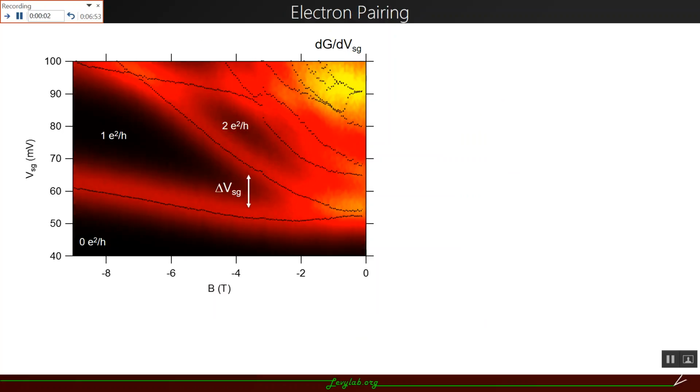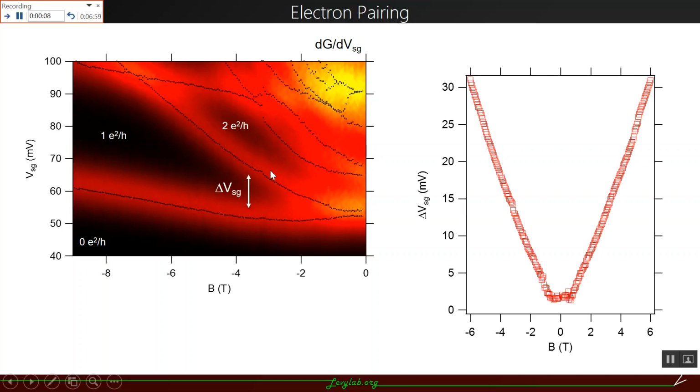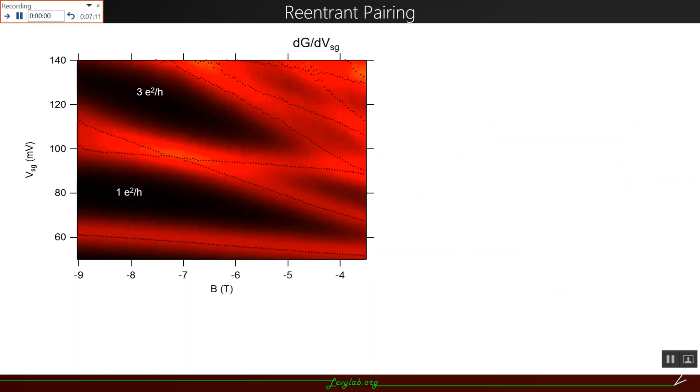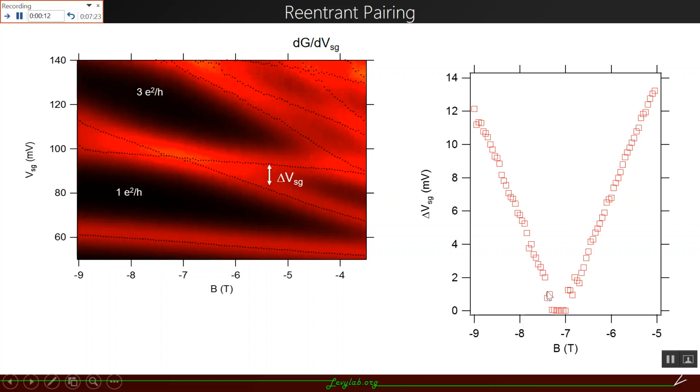And so looking at delta VSG between these first 1 and 2 e squared over h steps as a function of magnetic field, we see that delta VSG increases linearly with magnetic field out at high fields, but across zero field it's flat, and so this gives us a pairing field of about 1 Tesla. Additionally, at higher fields, if we again track delta VSG between now the second and third electron states, we see that as a function of magnetic field, delta VSG goes to 0 for some width of field here, and so the reentrant pairing field width, this locking behavior, happens for about 0.15 Tesla.